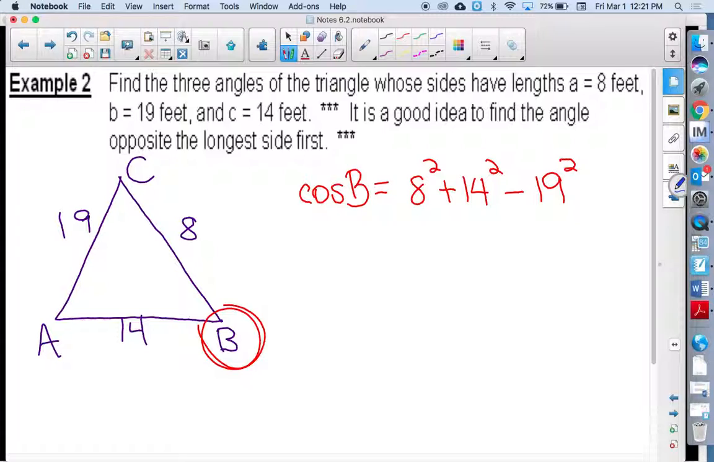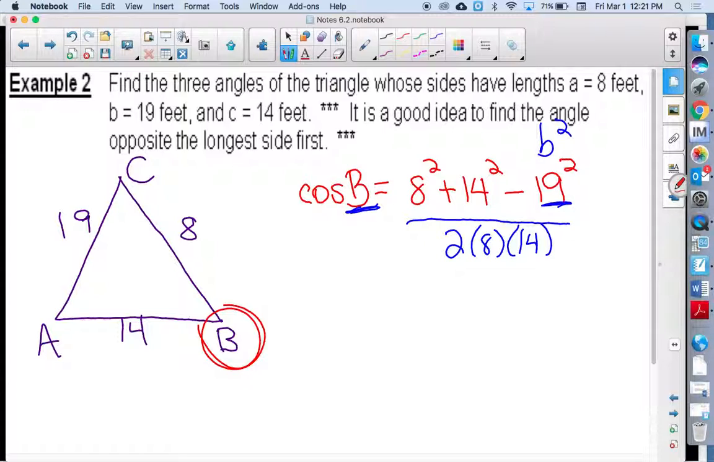So the side that's across from the angle, that would be my B. So that's the part that you're subtracting. And then you're dividing that by 2 times those other 2 sides. So if you're solving for angle B, you're subtracting B. If you're solving for angle A, you're subtracting A. So whatever angle you're solving for is the side that gets subtracted.